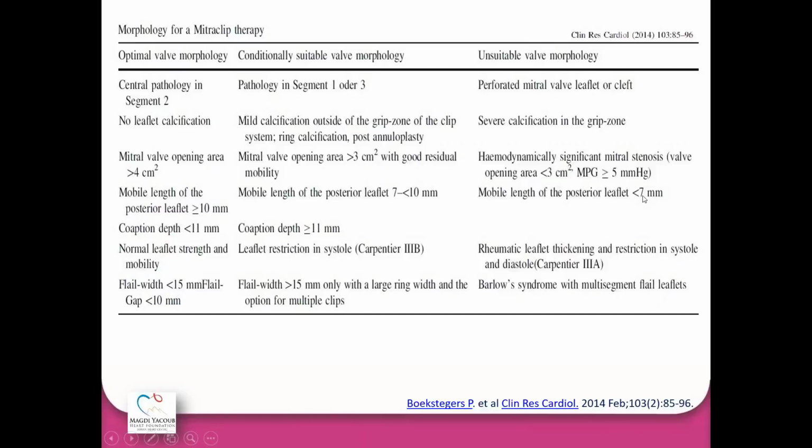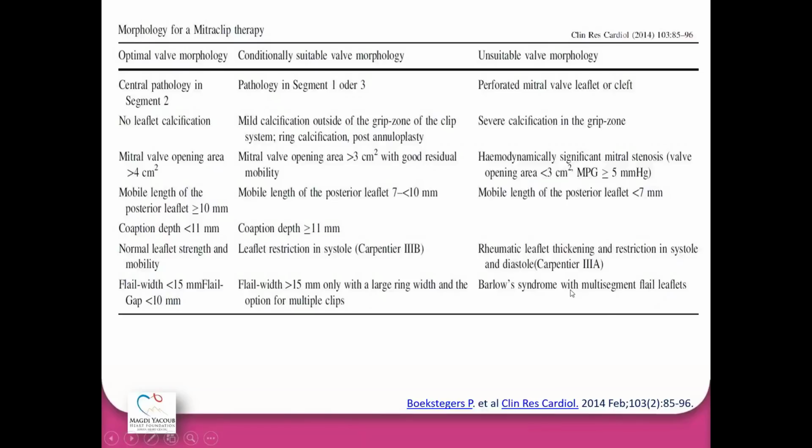If it is 7 or less, this is unsuitable for mitral valve clipping. And the rheumatic leaflet thickening for sure, because it is restricted in systole and diastole. And lastly, the Barlow's syndrome, which is the multi-segmental flail leaflets, which is not going to be treated with 1 or 2 clips.